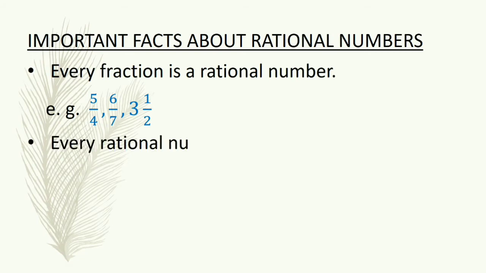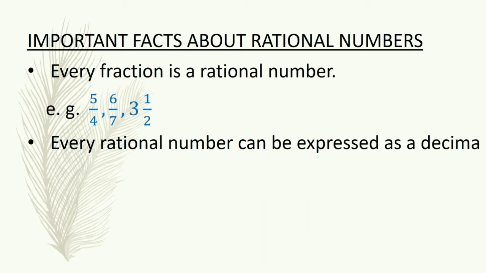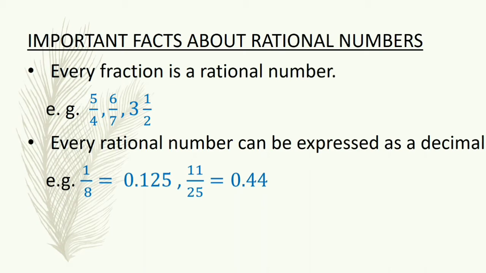Another property, every rational number can be expressed as a decimal. For example, 1 by 8 can be expressed as 0.125 and 11 by 25 can be expressed as 0.44, etc.